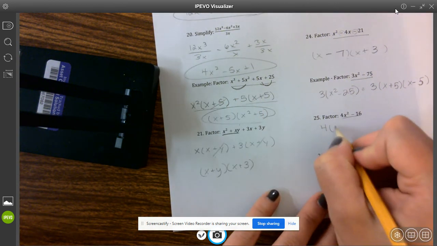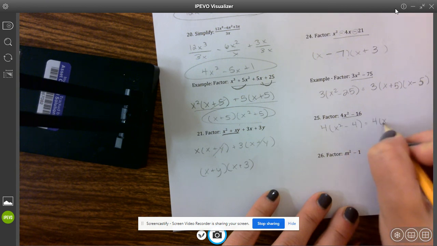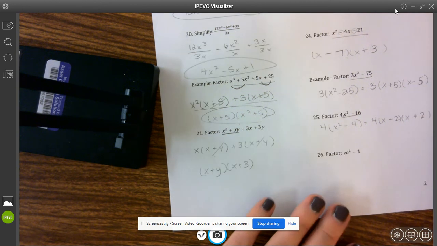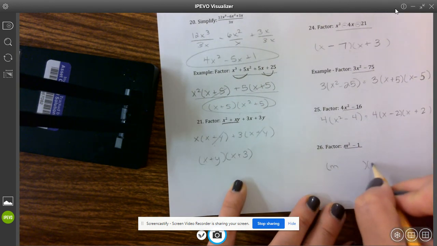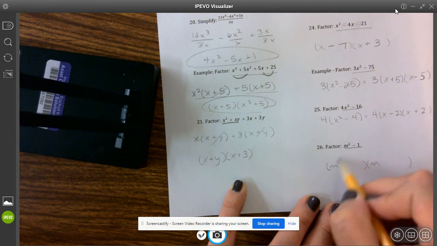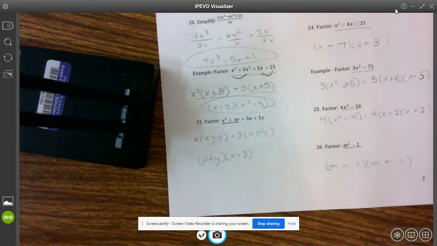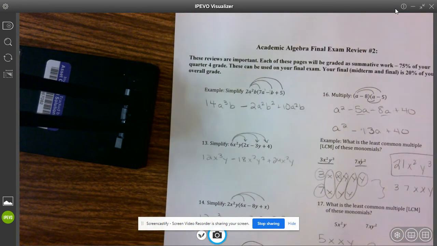Here, we can take a 4 out first, and it's the same thing. It's a difference of 2 perfect squares. So one's going to be negative and positive, or vice versa. 2 and 2. And lastly, the difference of two perfect squares, m squared minus 1. The square root is m, the square root is 1. Minus positive or positive minus. It doesn't matter. But that's your final exam review too.